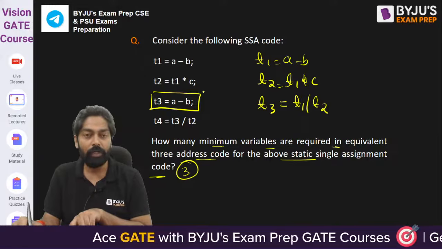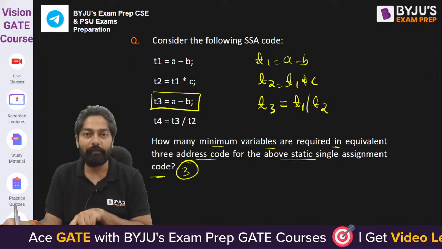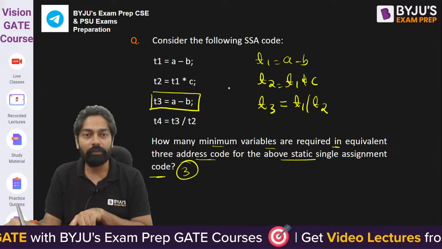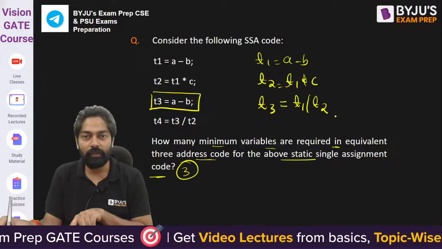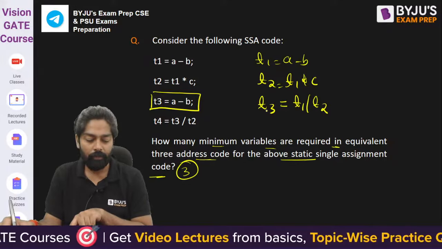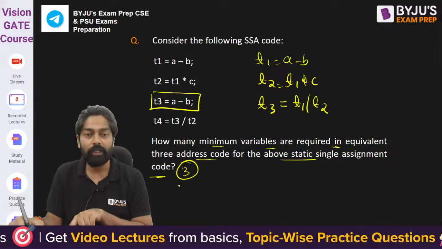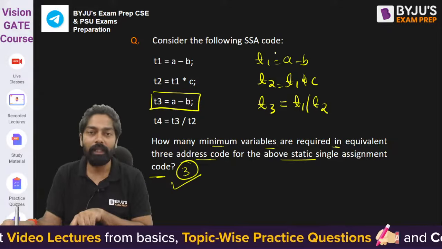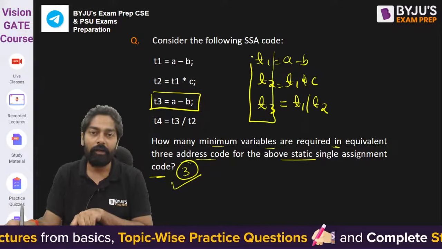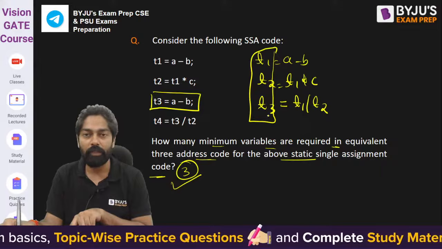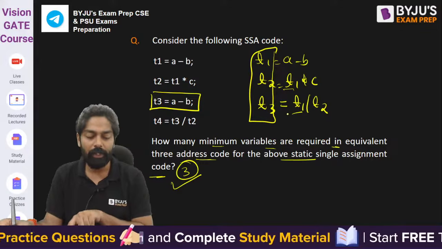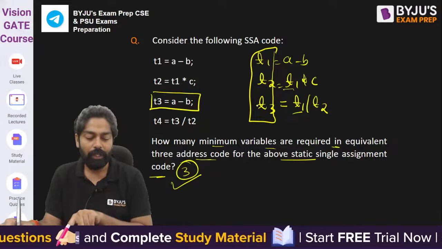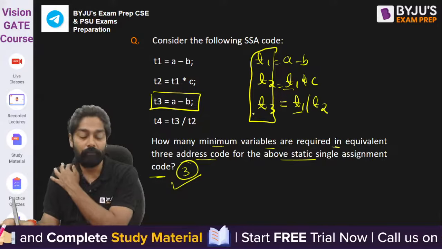Are you getting my point? So A minus B is put in T1. Now T1 into C will be put in T2. Now this is nothing but T1 only. So T1 by T2 will be put in T3. Fine. So the answer will be 3. 3 will be the right answer. See clearly, in left hand side it will be used only one time. In right hand side, you can use multiple times, no problem.